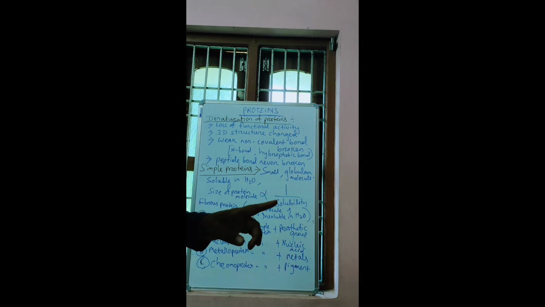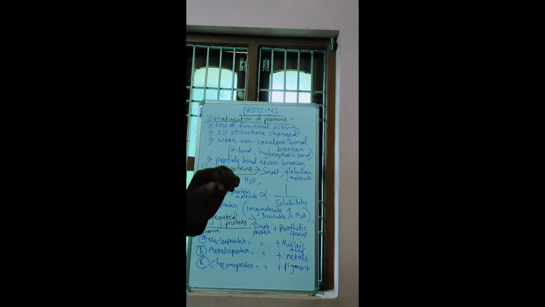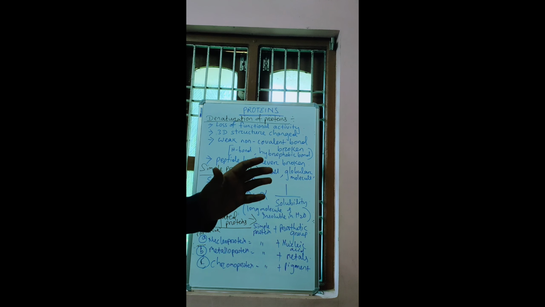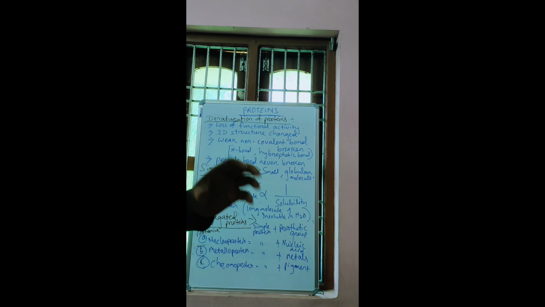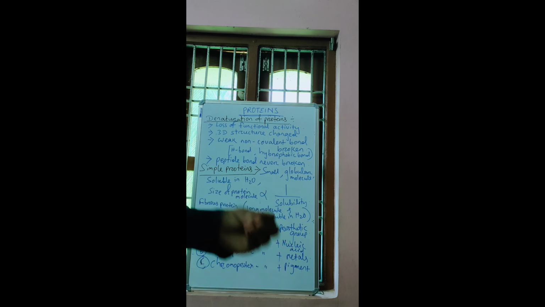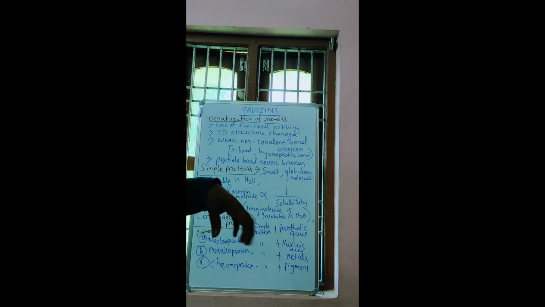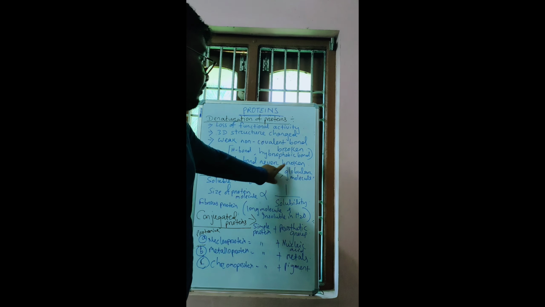Denaturation of proteins does not mean the breakdown of peptide bonds. That means in denaturation of proteins, the 3D structure changes, the weak non-covalent bonds break, and the functional activity changes, but the peptide bond cannot be broken. This is the important one. The peptide bond is never broken.